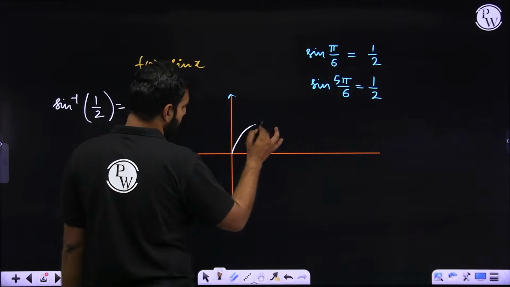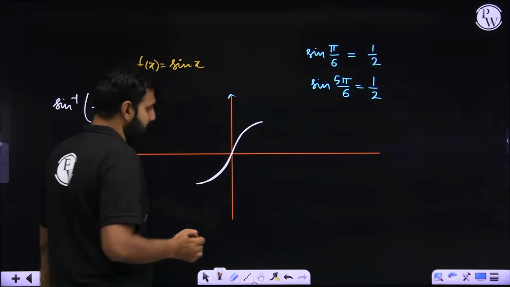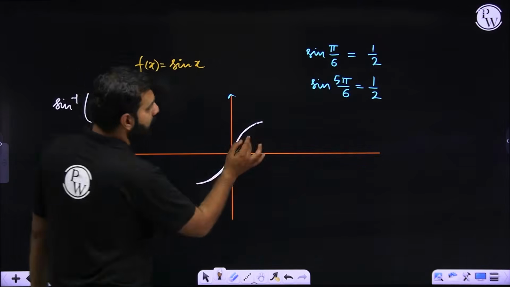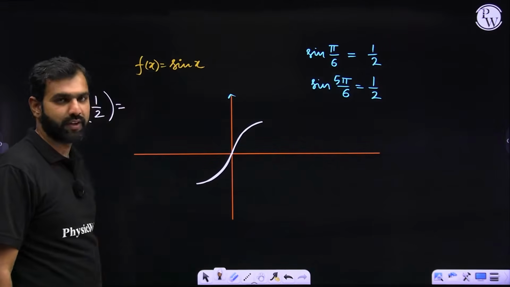Let's say this is how I am restricting the graph of sin x from minus pi by 2 to pi by 2. Of course, after pi by 2 the graph exists. Before minus pi by 2 also the graph exists.